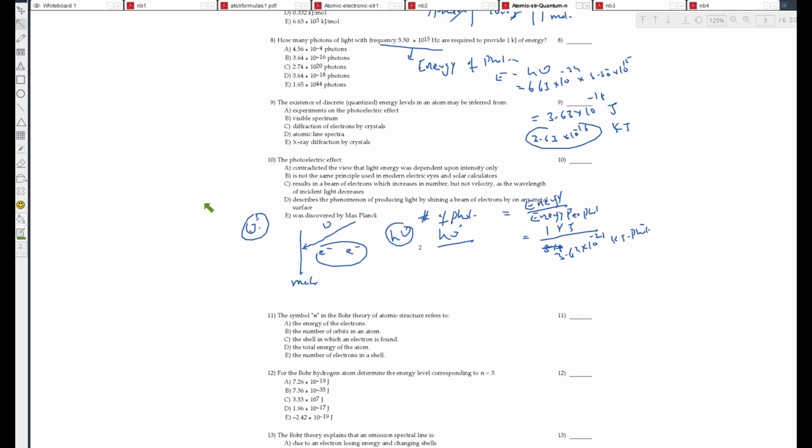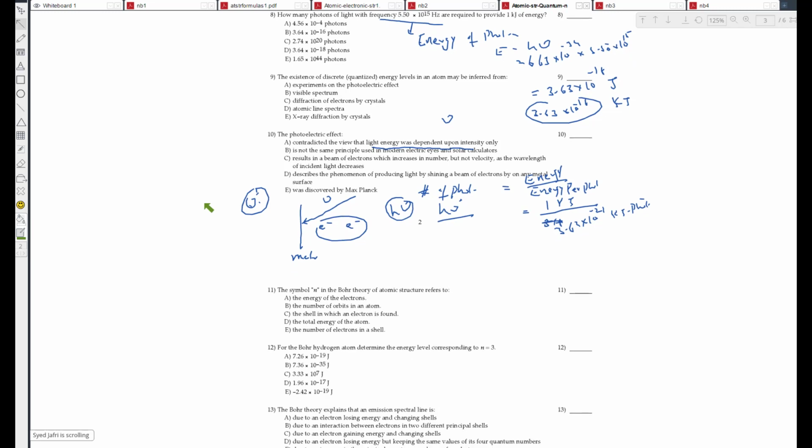It contradicted the view, because in the beginning they thought that light energy was dependent on intensity. But now we know it does not depend on intensity. Light energy depends on frequency. Because if intensity is more, the energy is not more. If energy depends on frequency, a more intense light will not necessarily emit the electron. It doesn't matter how intense the light is, if its frequency is less than threshold, no electrons come out. So this contradicts that view. Okay, so we are going to stop here, am I right?